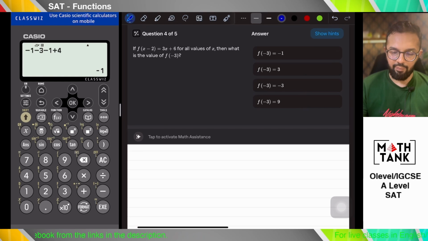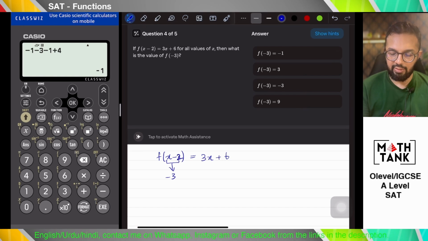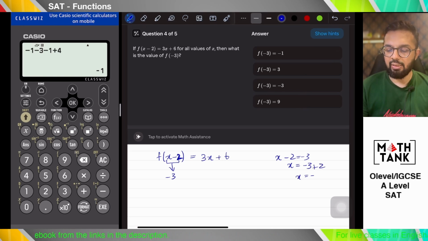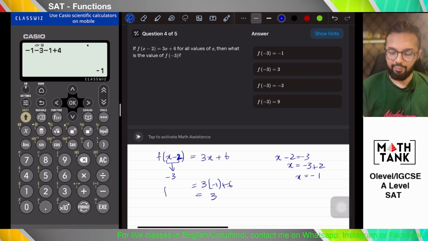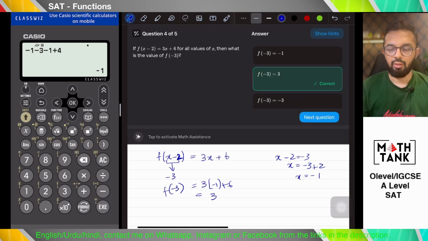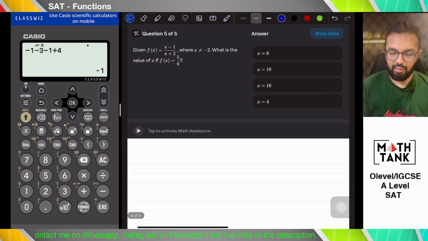Question number 4. If f of x minus 2 is this, for what values of x then this? So remember that inside the bracket, what you want is minus 3. So what value of x gives me minus 3? x minus 2 equals minus 3. x equals minus 1 will give me minus 3. So I'm going to say 3 times minus 1 plus 6. So that's 3. So f of minus 3 is basically 3. That's the correct answer.